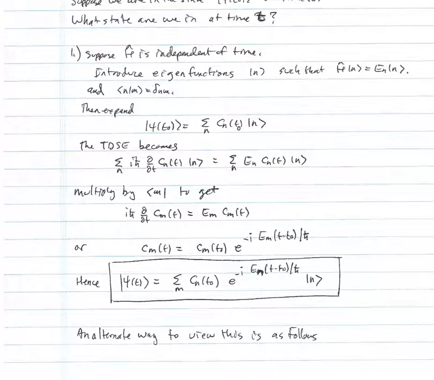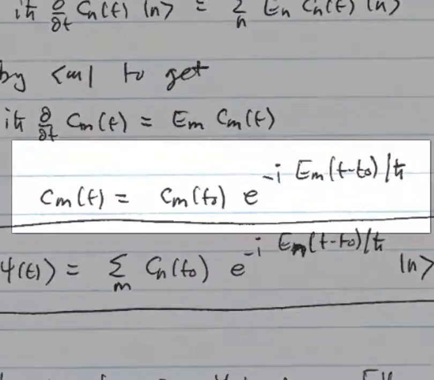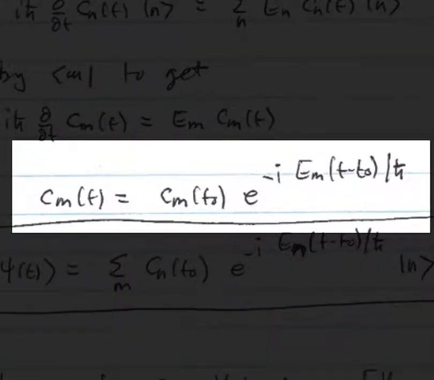The left-hand side becomes the logarithm of Cm of t, and the right-hand side becomes Em over i h bar times t plus a constant. Now, if I exponentiate both sides, you're going to get Cm of t is equal to Cm of t0 e to the minus i Em of t minus t0 over h bar. Why did I write it that way? You see, we've figured out what the constants are.